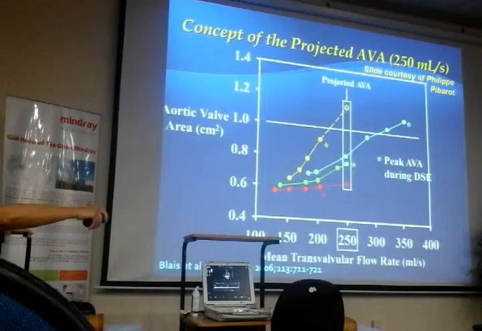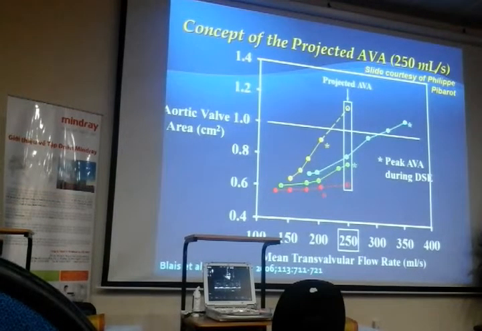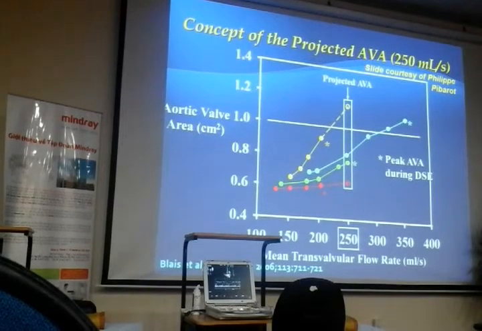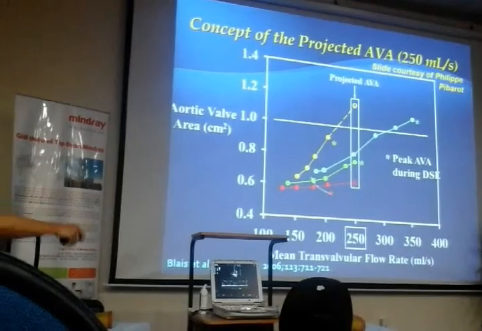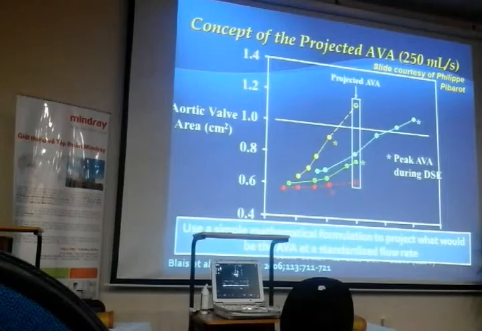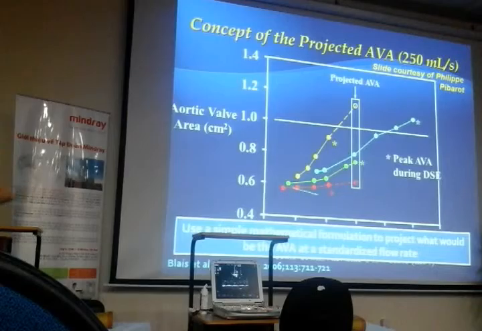Similarly, we have a patient here who remains severely stenotic, but some patients actually have a hyperdynamic response. This is one of the reasons we do not do dobutamines on patients with ejection fractions of more than 50%, because you can falsely believe that this patient actually has pseudo-severe when at a normal flow rate they have severe aortic stenosis. So in order to try and figure out those patients that don't get up to the 250 mils per second, you can use a mathematical formula based on at least 2 points on your dobutamine curve and then project out the valve area to a normal flow rate.